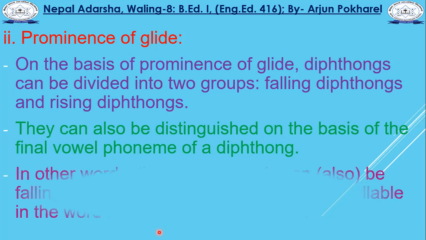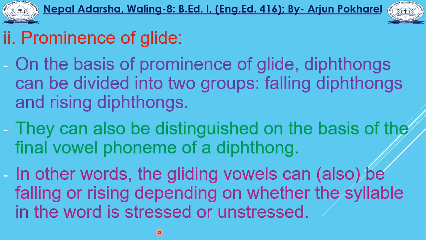Okay, in other words, the gliding vowels can also be falling or rising depending on whether the syllable in the word is stressed or unstressed. Okay, what is stressed? Stress is the prominence, the emphasis given to a particular syllable. This emphasis or importance given to a particular element is known as what? Prominence. Okay, the prominence of glide.